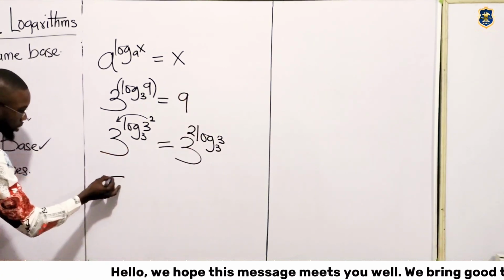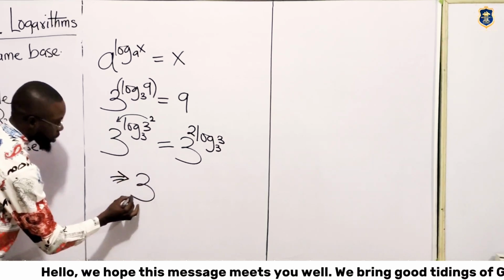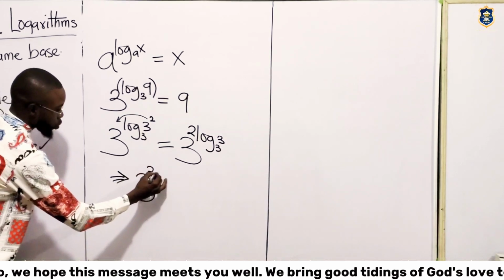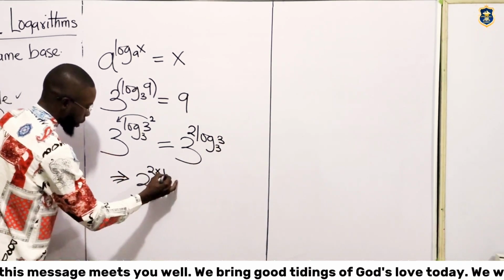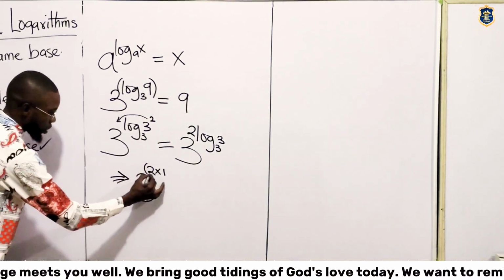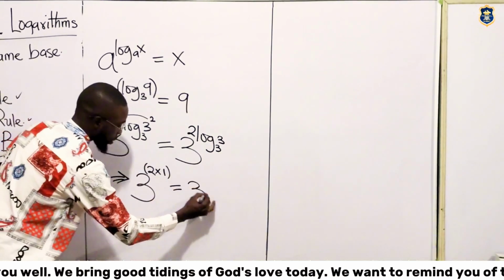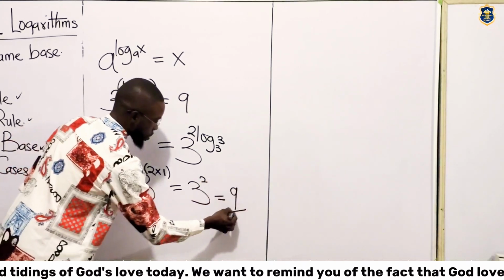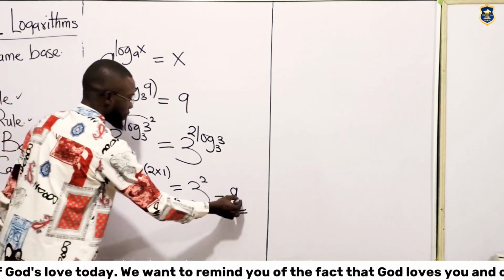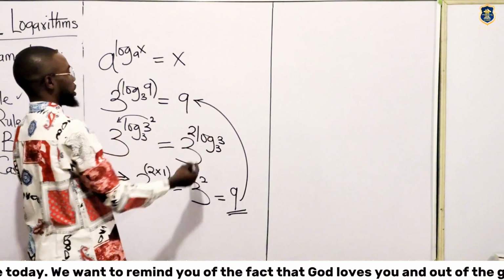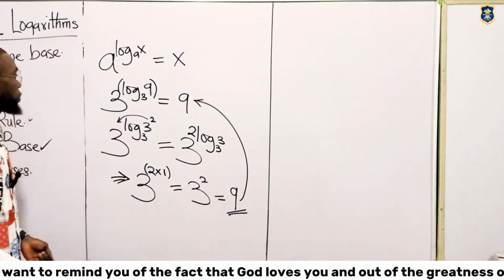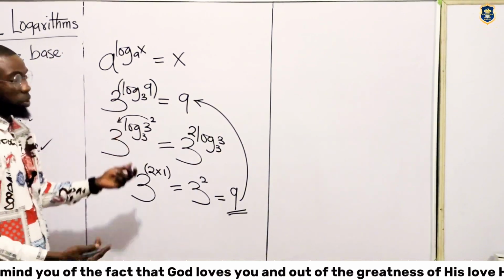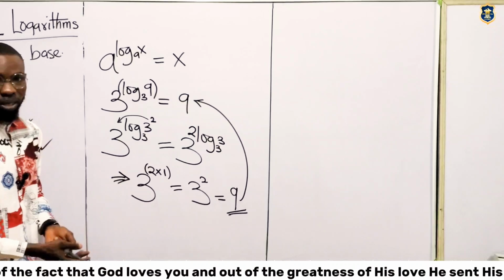So our answer becomes 3 raised to the power 2 times what? Log to its own base is 1. It becomes 3 raised to the power 2 times 1, which is 2. And 3 raised to the power 2 is 9. Same answer. That's basically what it is. It's a special case. If they give you something like this in the exam, that's the answer.